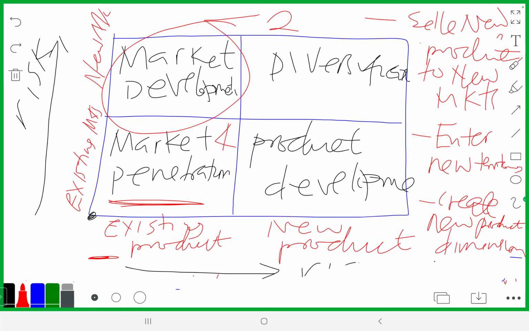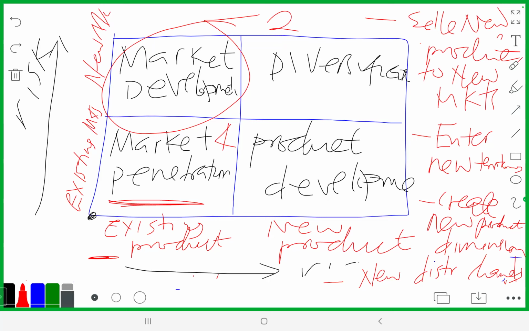You can come up with new distribution channels. New distribution channels can be created. You expand geographically to new places. So that's what you actually do under market development. You are there to expand and develop the market. That's what happens in this particular quadrant.